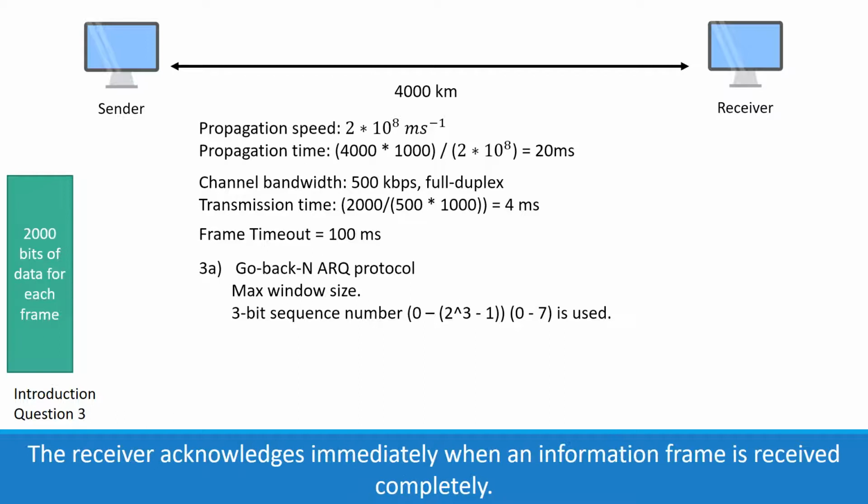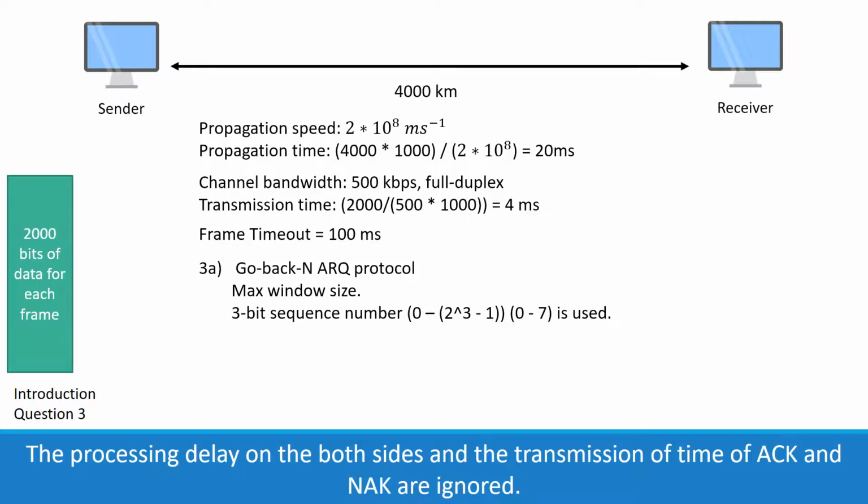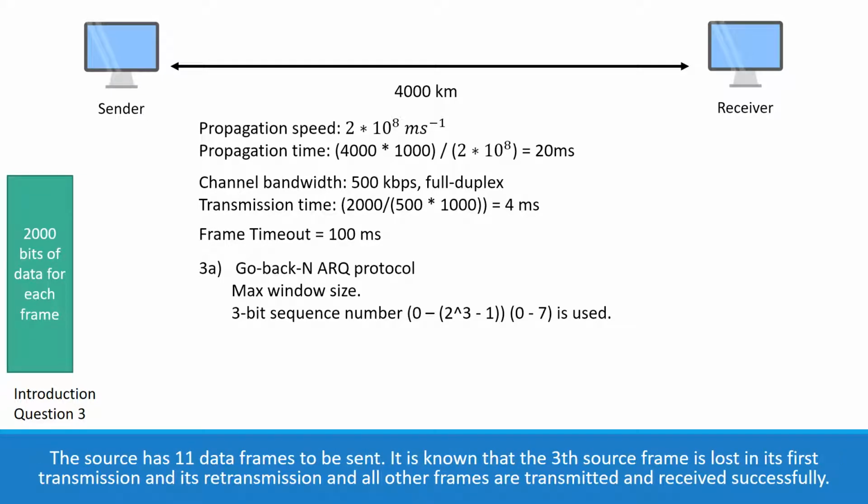The receiver acknowledges immediately when an information frame is received completely. The processing delay on both sides and the transmission time of ACK and NAK are ignored. The source has 11 data frames to be sent.